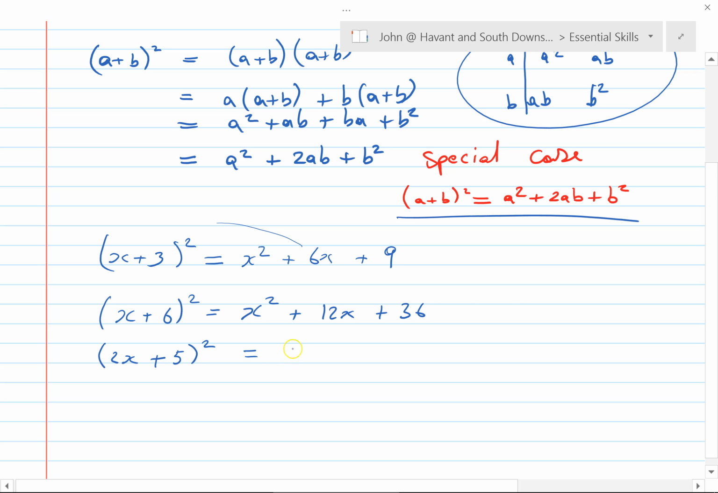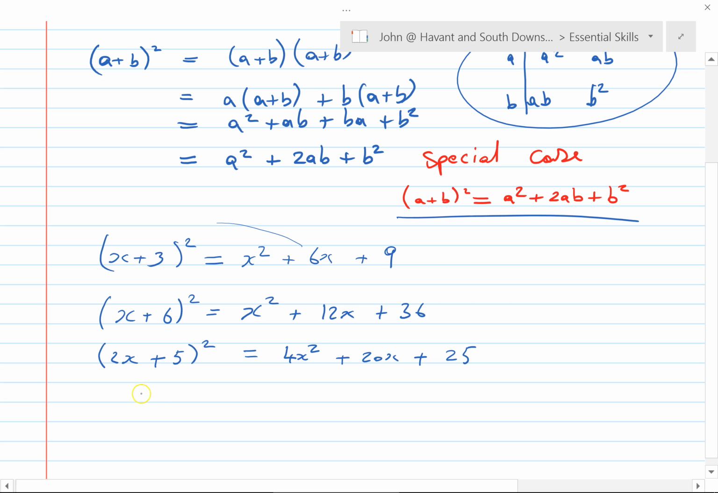(2x) squared is 4x squared. And then 2 times that times that. That times that is 10x, double that, which is 20x. And then we have 5 squared, which is 25. So that is how I want to see you squaring out brackets, folks, when you are preparing for A-level.